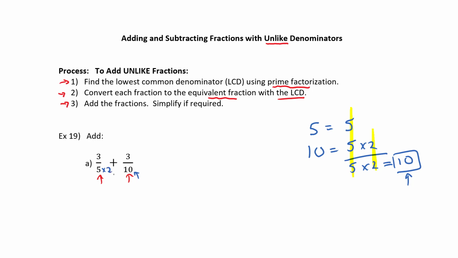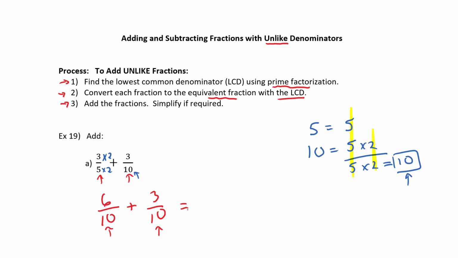Now remember, we don't want to change the value of this fraction. So to do that, we must multiply the top by exactly the same number. If you do that, the value doesn't change, just how that value is expressed. Let's work that out now. 3 times 2 is 6. 5 times 2 is 10. And this fraction doesn't change. Now we have like fractions. We have a common denominator.